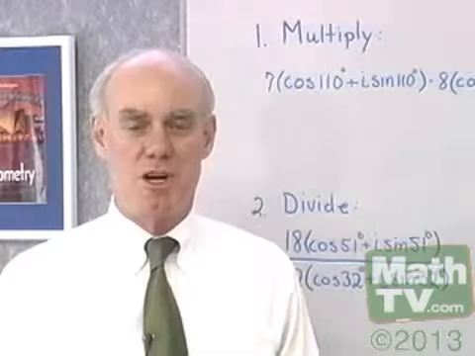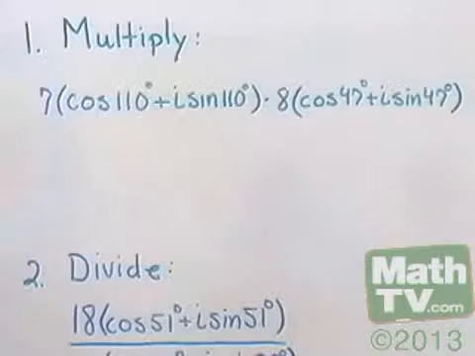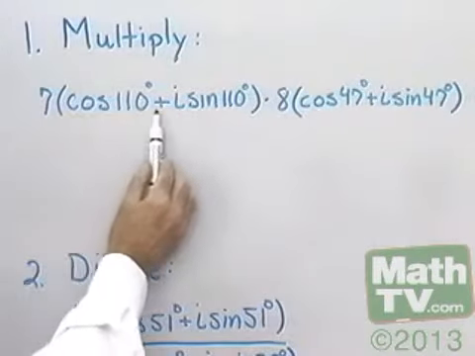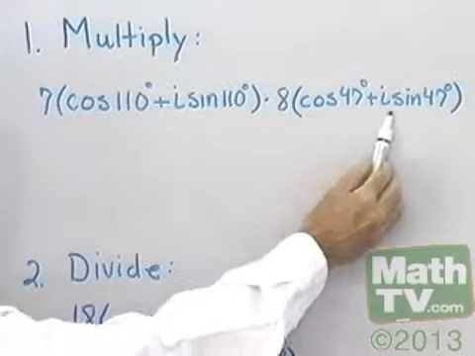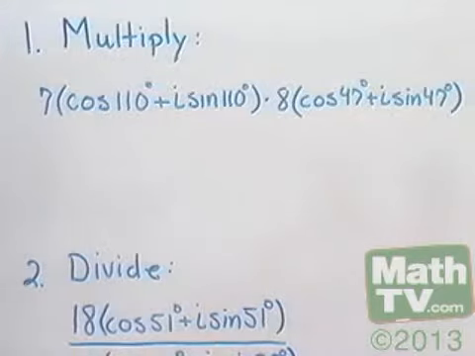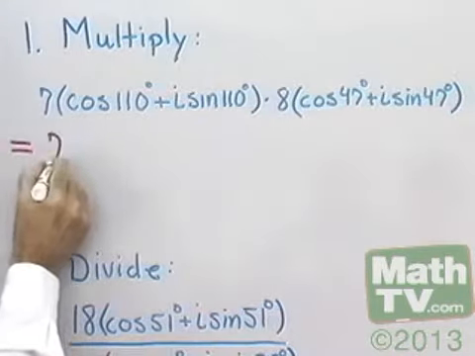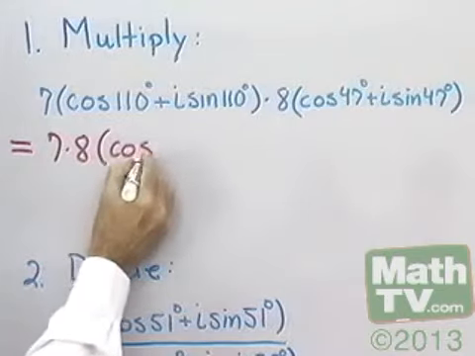Multiplication and division with complex numbers written in trigonometric form is pretty easy. Let's look at the first problem. We want to multiply 7 times the quantity cosine 110 plus i sine 110 times 8 cosine 47 plus i sine 47. To multiply two numbers written in trigonometric form is very easy. We multiply their absolute values, 7 times 8, and we add the angles.